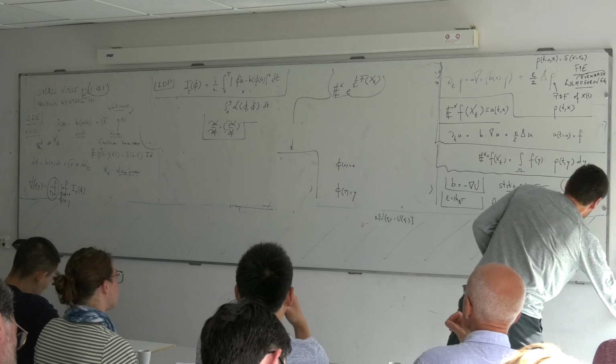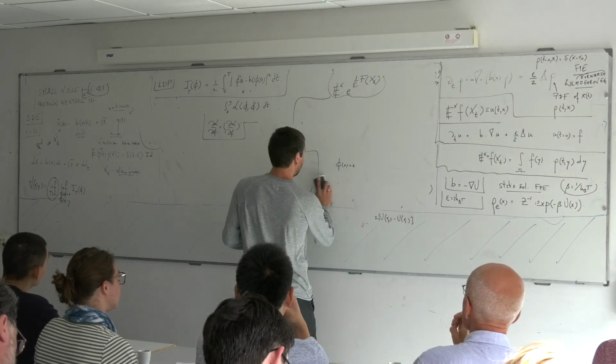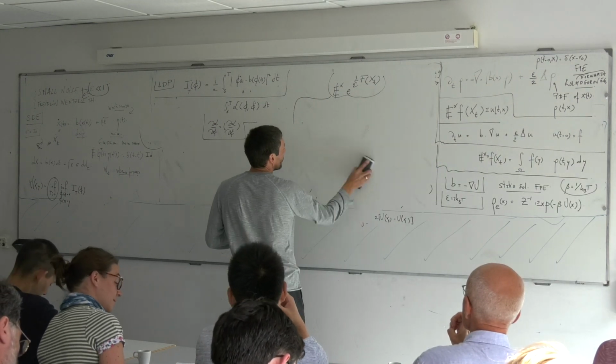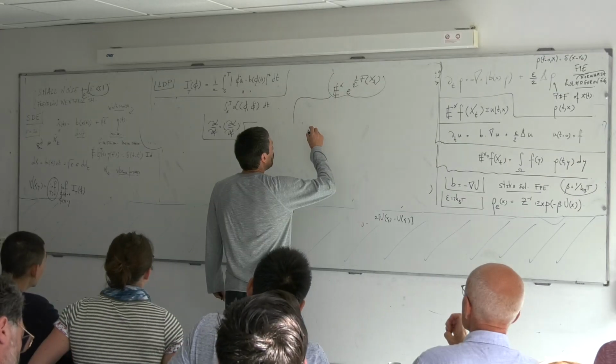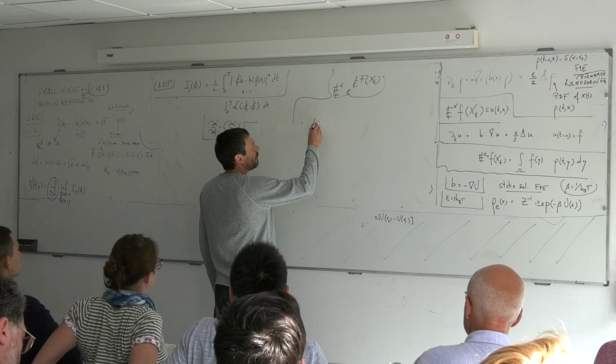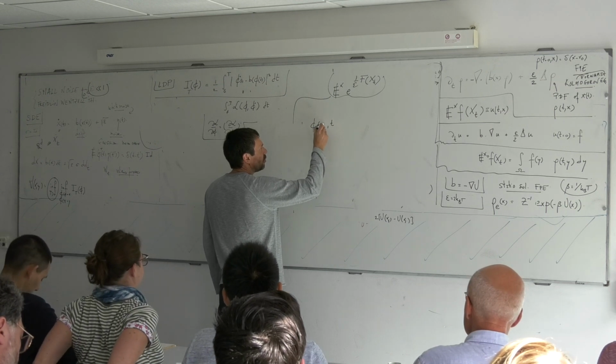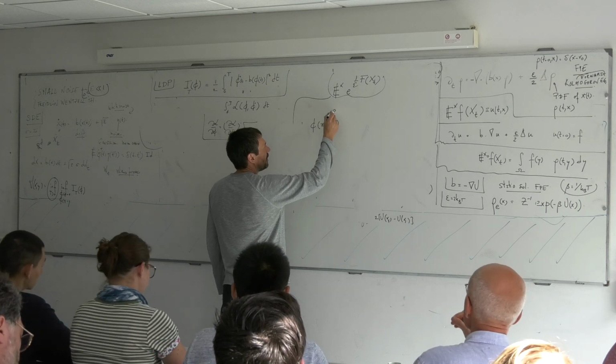You could think about it in the following way. I'm going to introduce an artificial time. So I'm looking for a phi of t, but I'm going to introduce a tau here, which will be an artificial time.